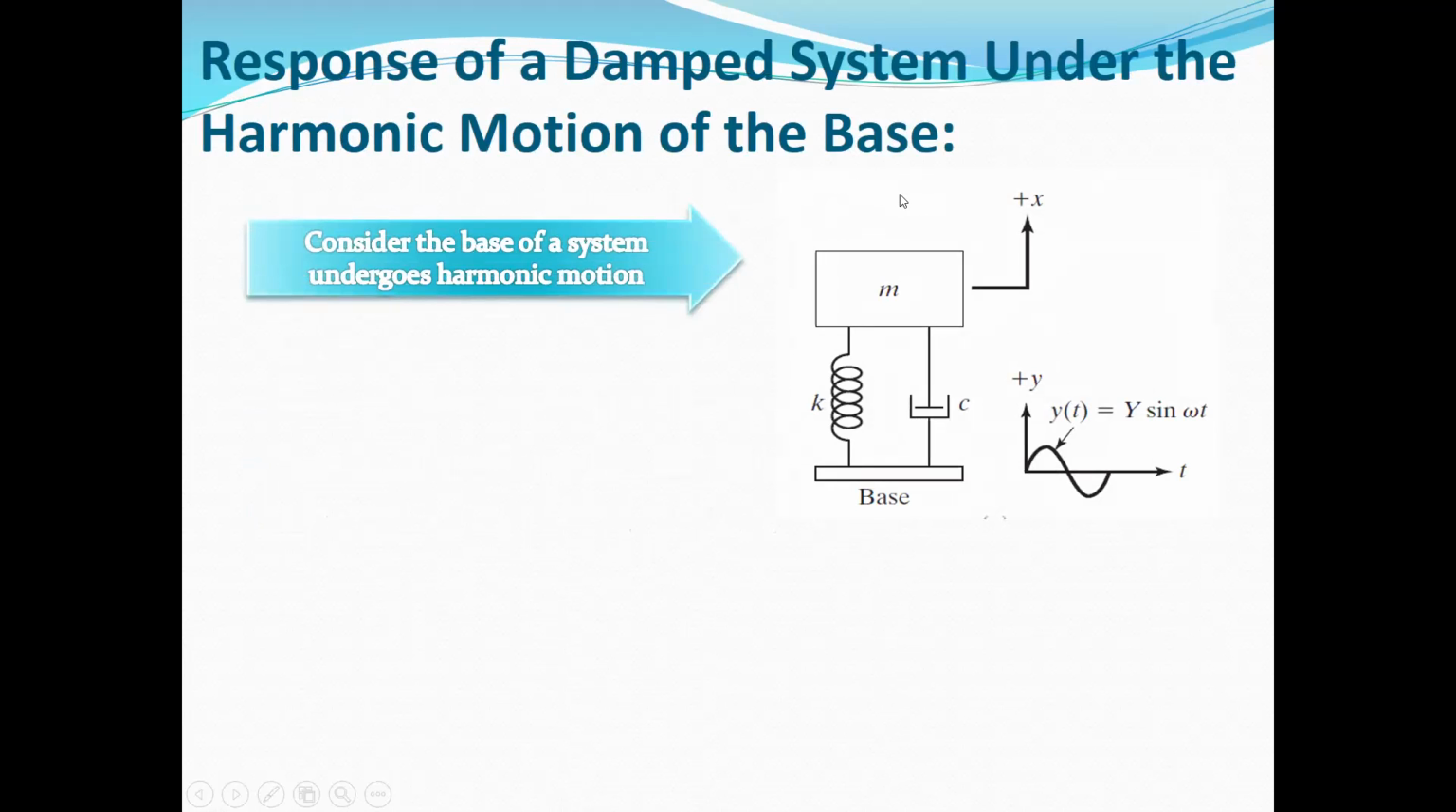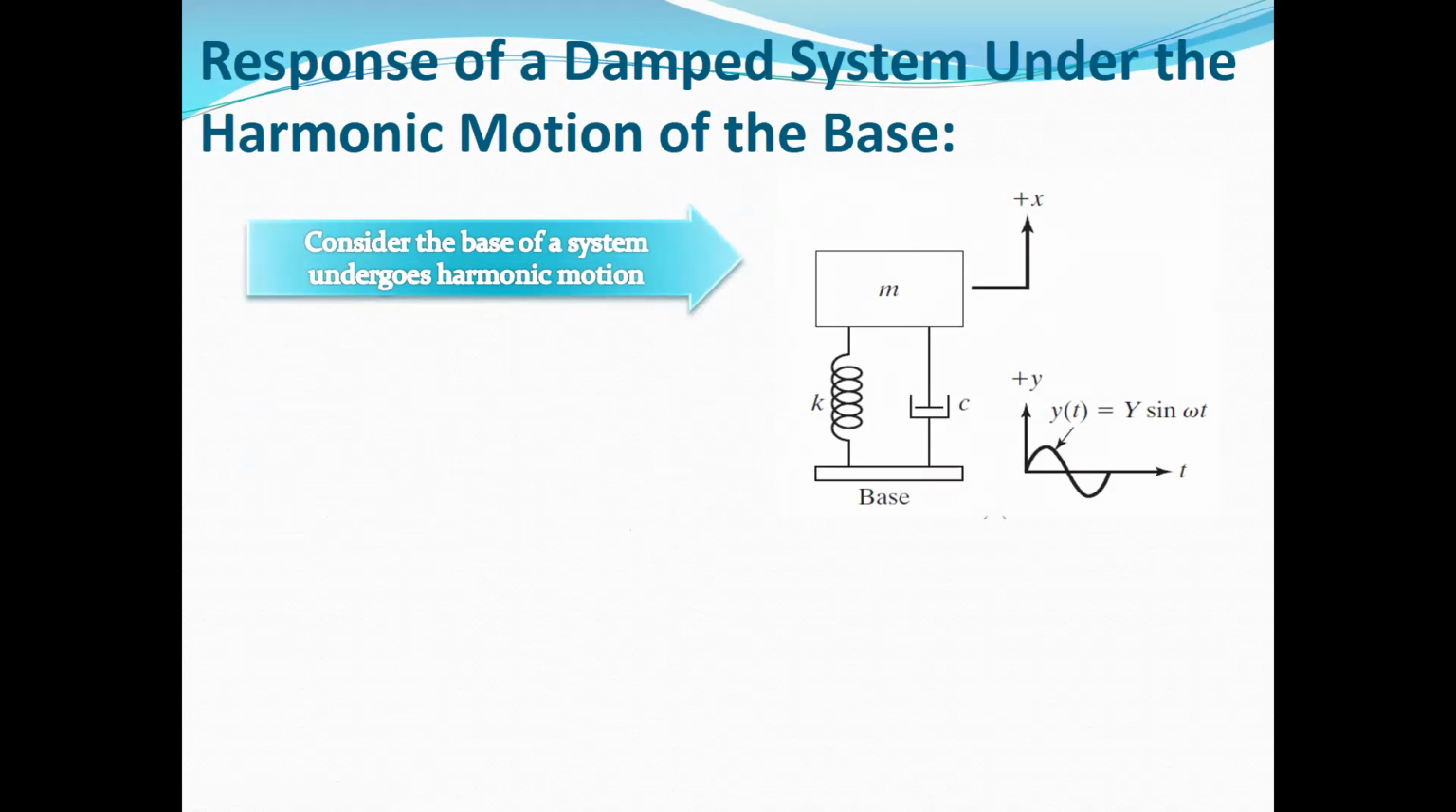Here we assume a system with a single degree of freedom. The system consists of a mass, a spring, and a damper subjected to the base motion. And the base motion is a harmonic motion, as you can see here.